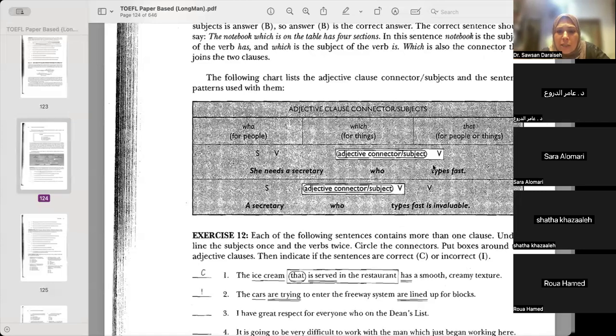So here, as you can see, the adjective clause that is used to describe secretary is made up of a connector, which is also the subject. And then normally there's a verb, and after the verb there is an adverb. Types fast. How does she type fast? So we don't say this is an adjective.